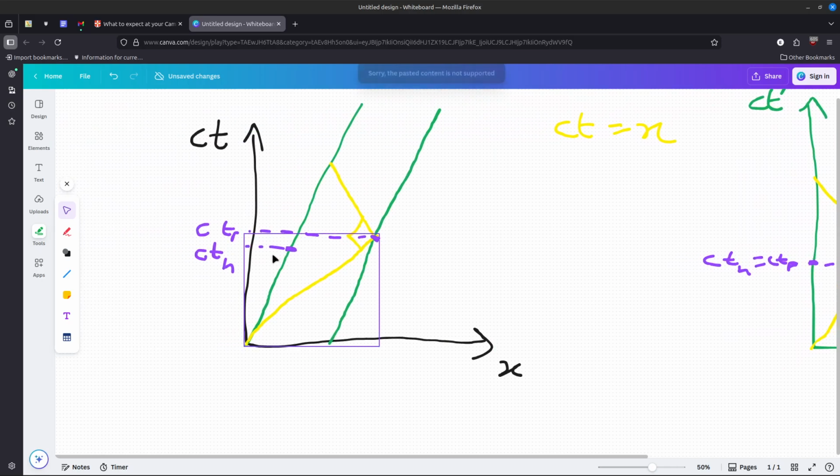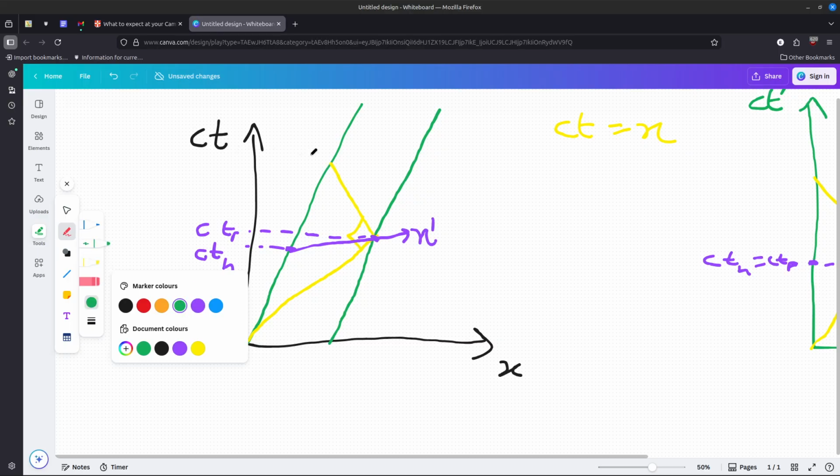So here, in this case, the line that goes through these 2 points is their x-axis. Sorry, that's not the best line. This line here is their x-axis, and this line up here is their time axis.